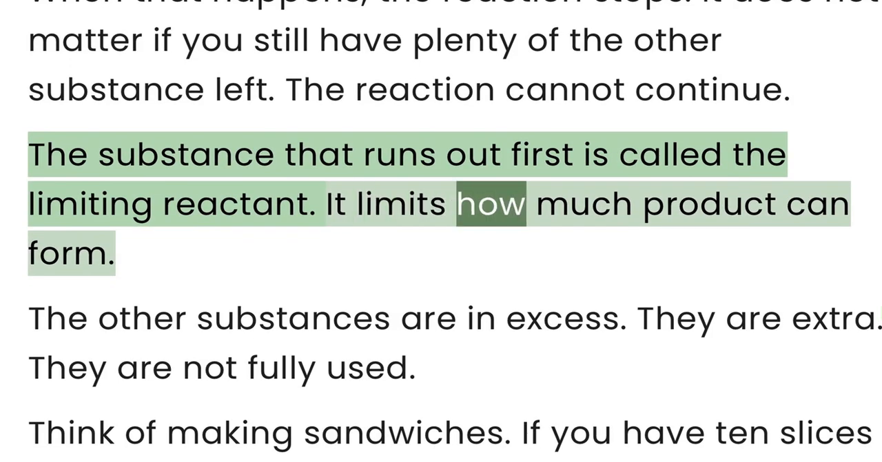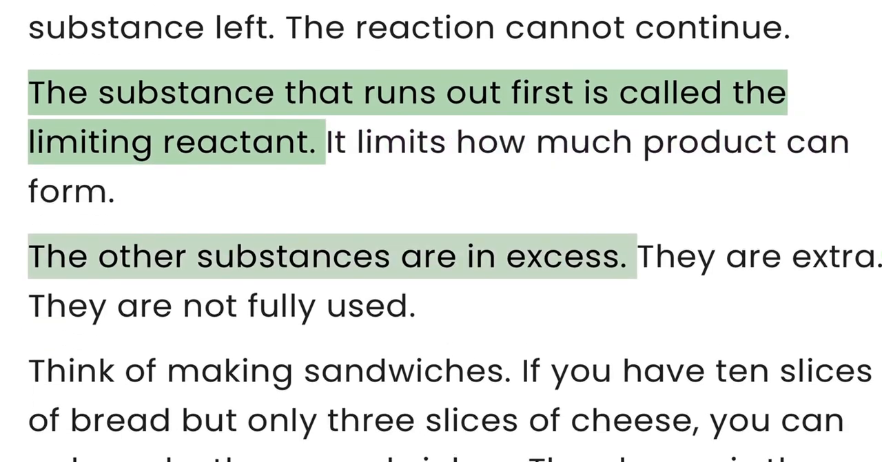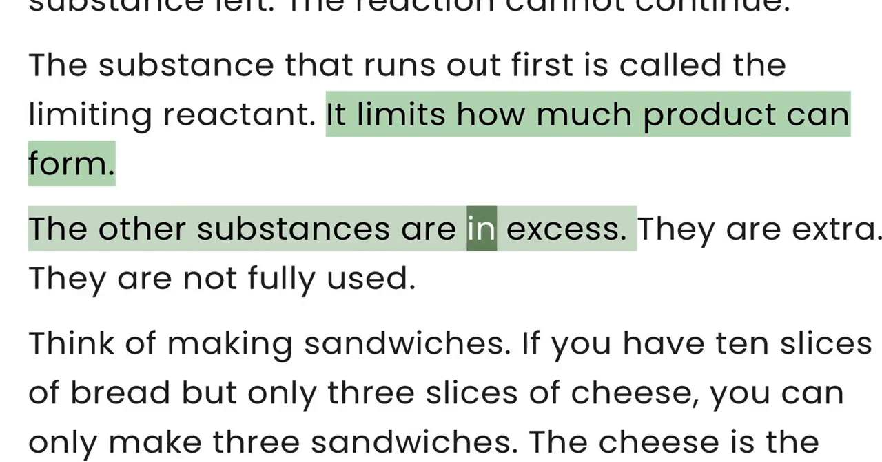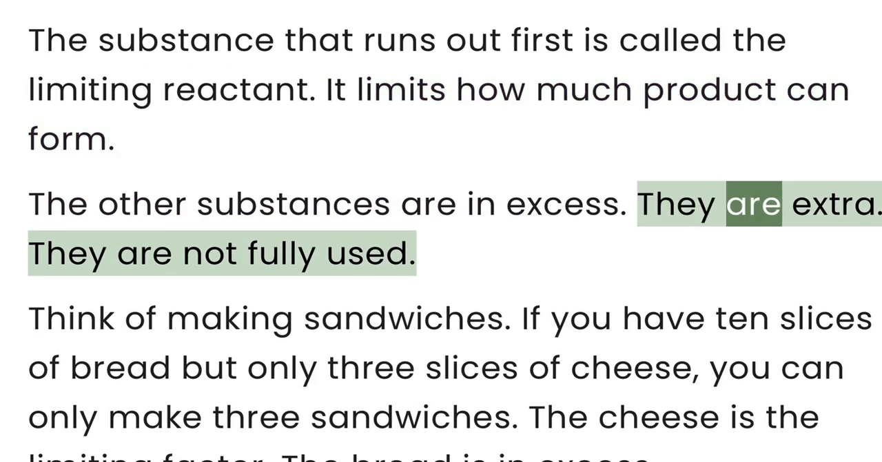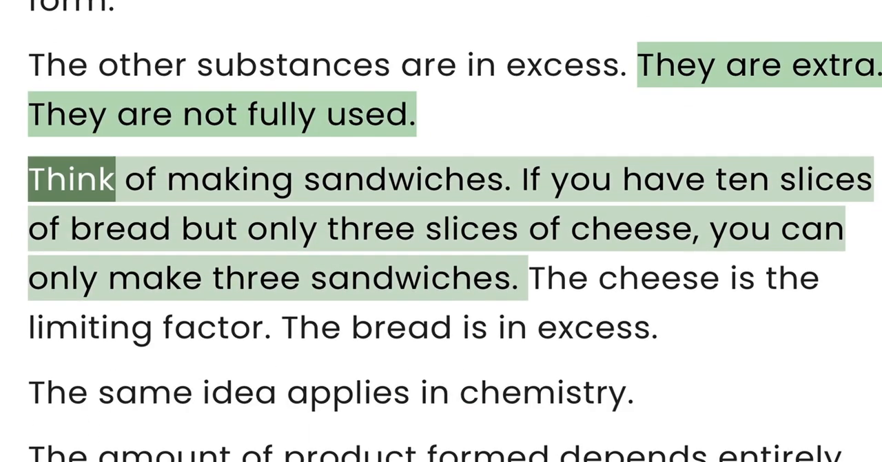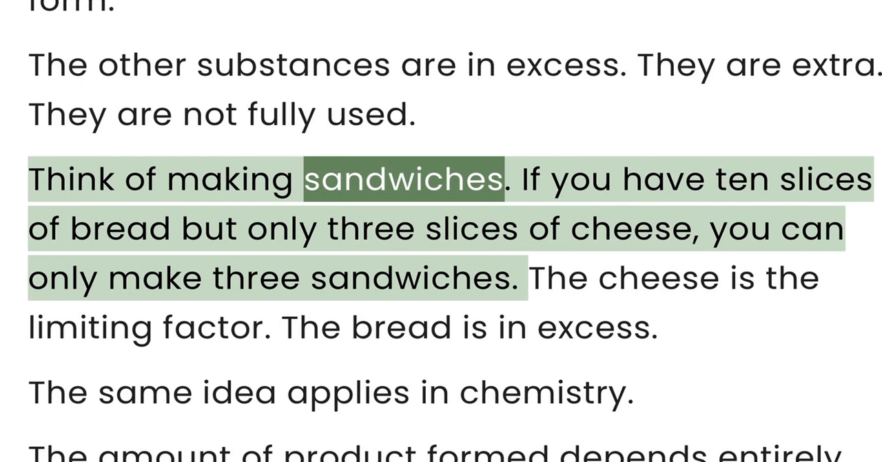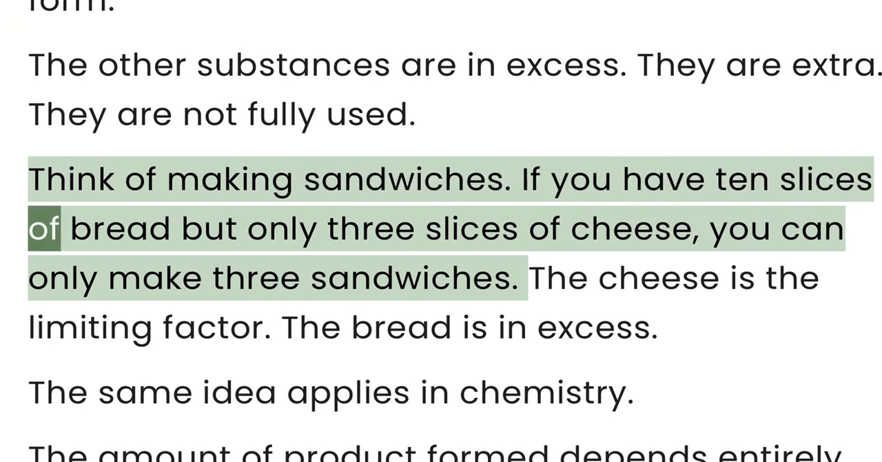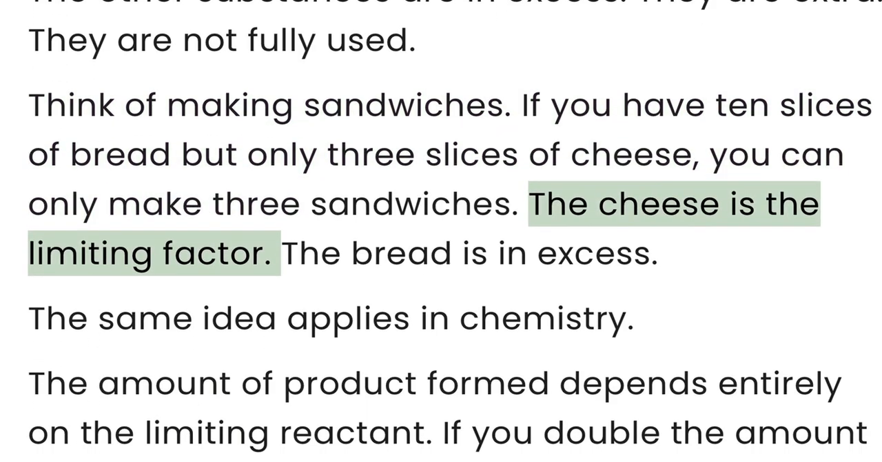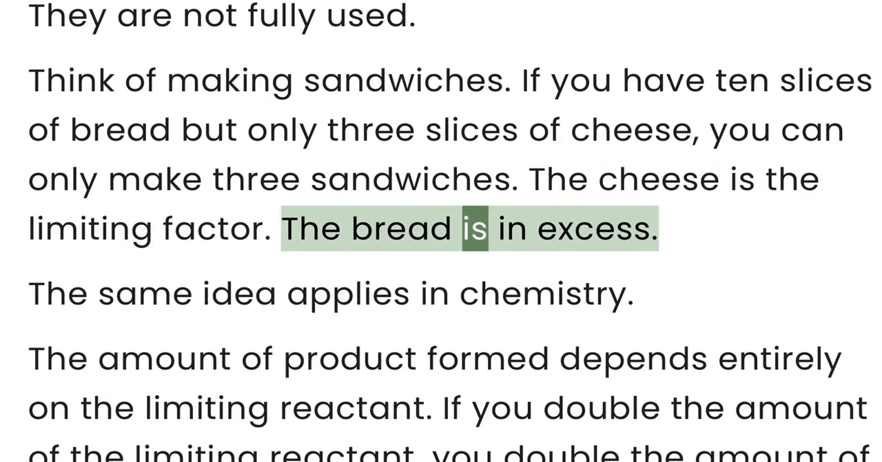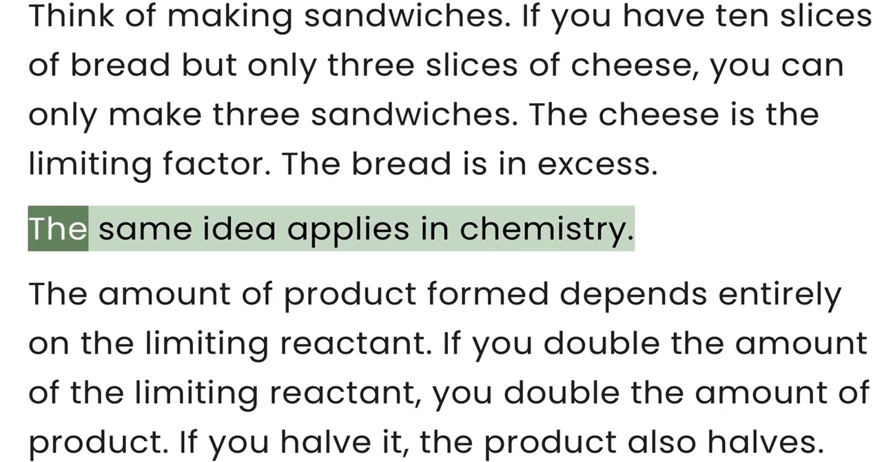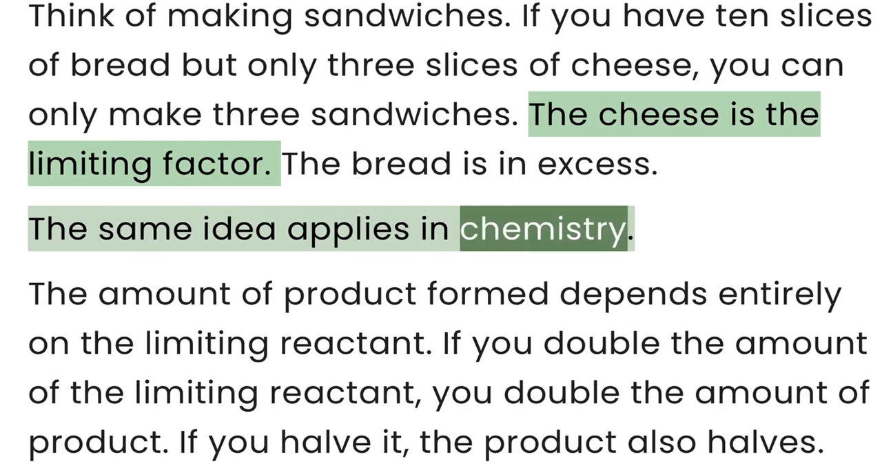It limits how much product can form. The other substances are in excess. They are extra. They are not fully used. Think of making sandwiches. If you have 10 slices of bread but only 3 slices of cheese, you can only make 3 sandwiches. The cheese is the limiting factor. The bread is in excess. The same idea applies in chemistry.